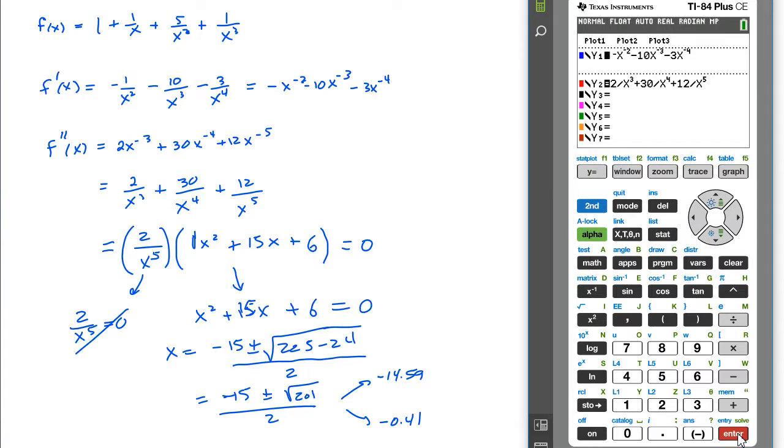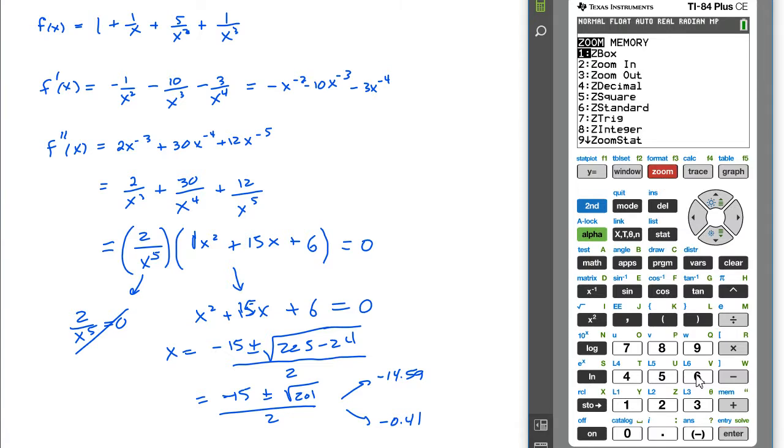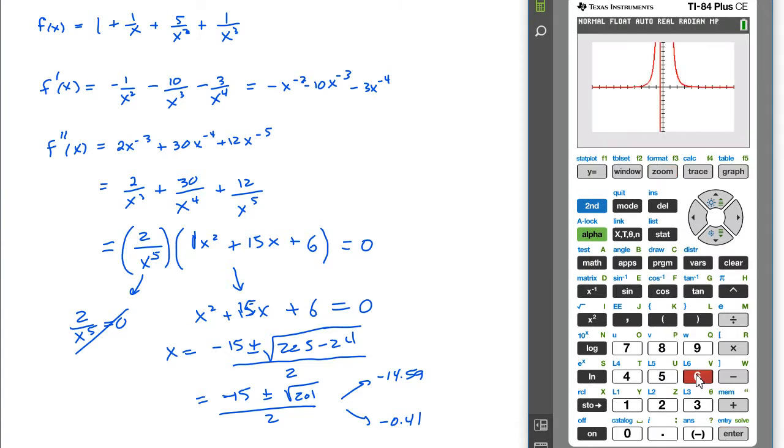Okay, now I'm going to hit a standard zoom. So zoom 6 for a standard zoom. Okay, and there's my second derivative. Let's see if we're seeing what we expect. We expect to see a 0 at negative 0.41, which looks to be about here. I expect to see a 0 at around negative 14.6, so that would be somewhere past the screen.